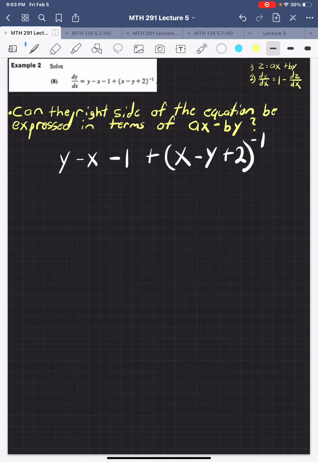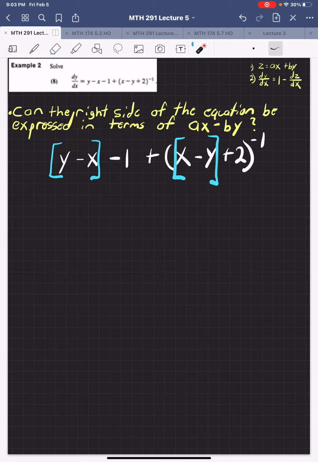Okay. So what we're going to do is try to group some stuff here. I'm going to group here. I'm going to group here. All right. Well, notice that these don't match right now. The y is positive here, but the y is negative here. The x is negative here, but the x is positive here. So I can't put a z in here yet, because it has to match.